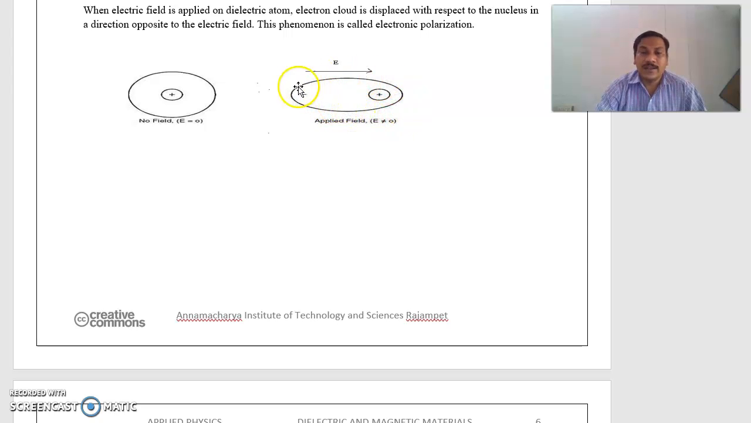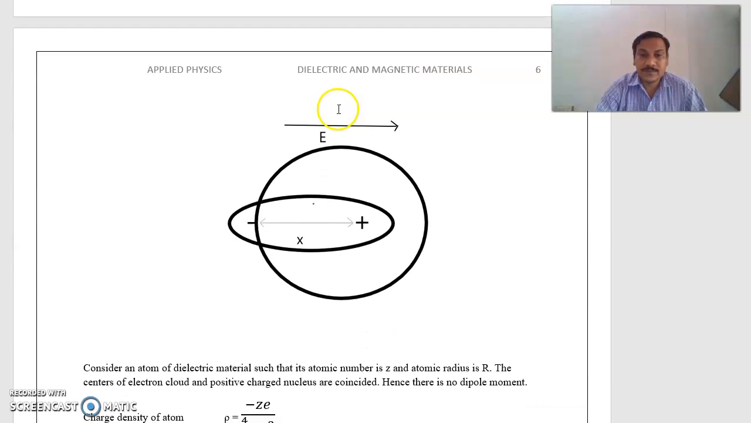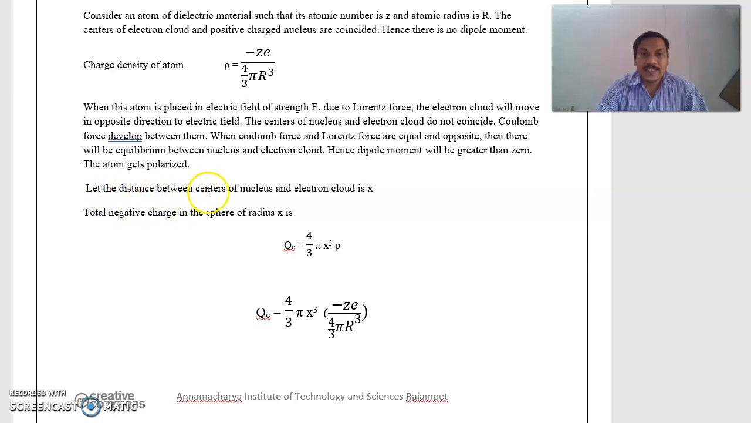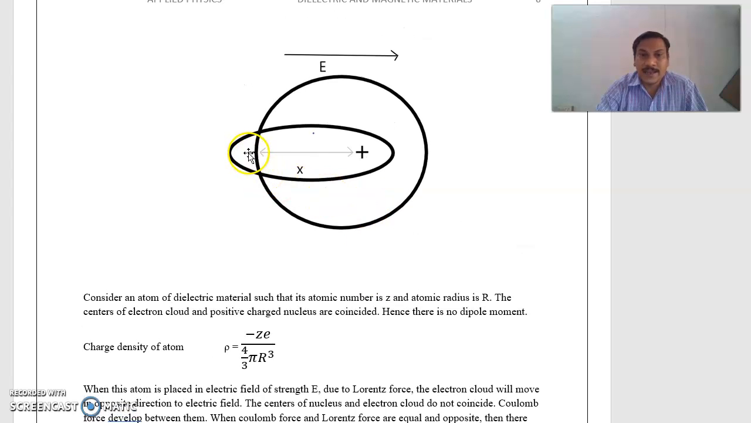So at equilibrium position, both Coulomb force and Lorentz force are equal. Then the separation will be stopped at that distance. So hence dipole moment will be greater than 0. The atom gets polarized. Let the distance between centers of nucleus and electron cloud be x. So here we consider electron cloud center and positive charge center. The distance between these two is taken as x.